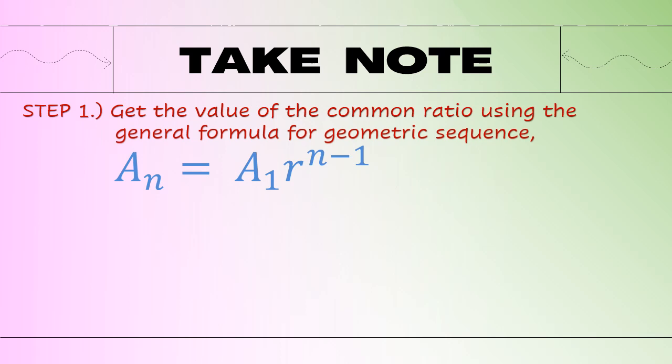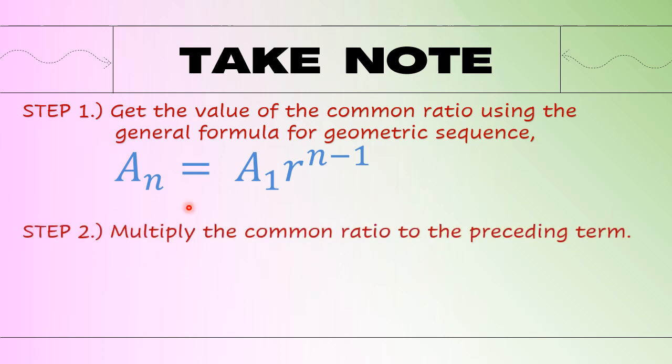But actually guys, I have here the general steps which you can use if you're going to find 1, 2, 3 or more geometric means in between the given two terms. First step is get the value of the common ratio using the general formula of geometric sequence. So what's the general formula again of geometric sequence? Here, a sub n equals a sub 1 times r raised to n minus 1, and after that you proceed with multiplying the common ratio that you've got to the preceding term. Okay, so let's try these steps.